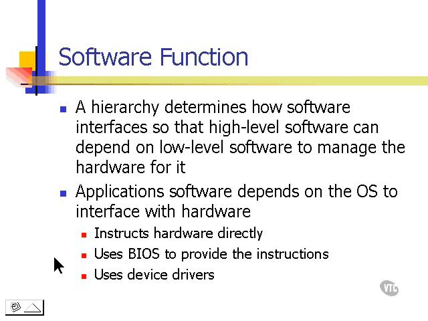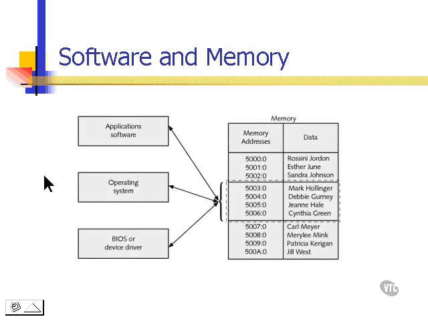Software also uses memory addresses so that we can have many different types of applications running at the same time. As a matter of fact, we can use application software, operating system software, and BIOS and device driver software all at the same time because each has its own memory address. Let's focus on operating system software more closely.